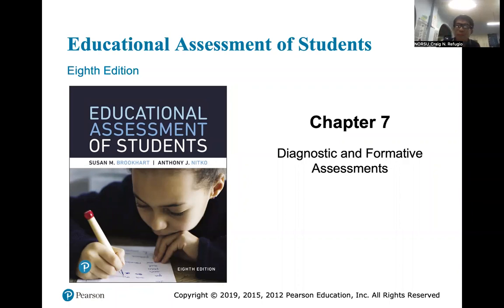Hello, everyone. I'll be going back to diagnostic and formative assessments. This is actually chapter 7 of Educational Assessment of Students by Brookhart and Anthony Nitko. Although I mentioned already diagnostic assessment and formative assessment at the very beginning of this semester, and also under DepEd Order number 8, series of 2015, I just would like to repeat a discussion on these two terms, diagnostic and formative assessments, from a different perspective.